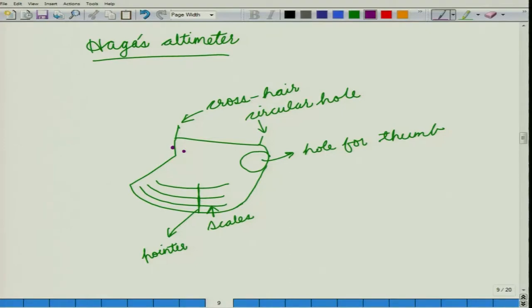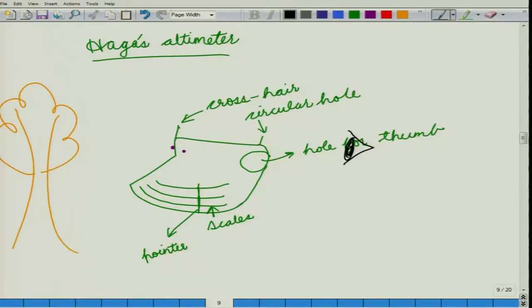Now, how do you take the measurements? Suppose there were a tree somewhere. You need to observe the top of the tree from this side. So suppose this is your eye. You need to ensure that any point that you need to measure, suppose this is the point you are trying to measure, the crosshairs, the circular hole and your eye all have to be on the same line.